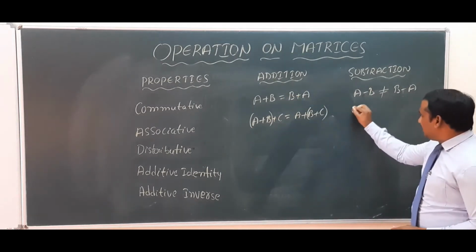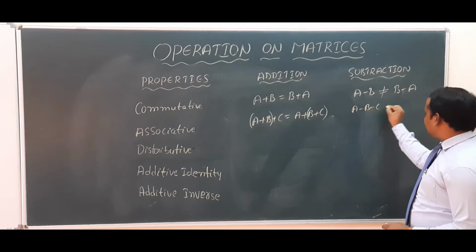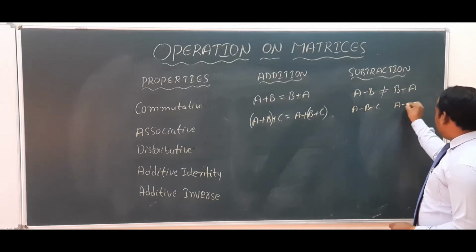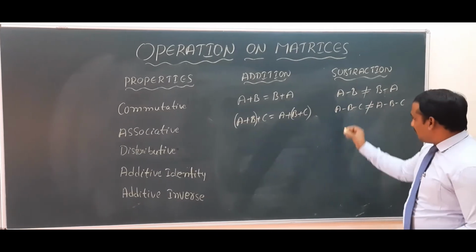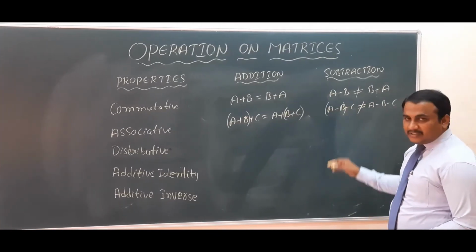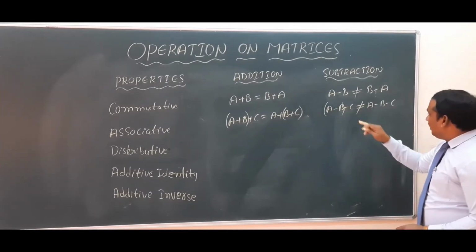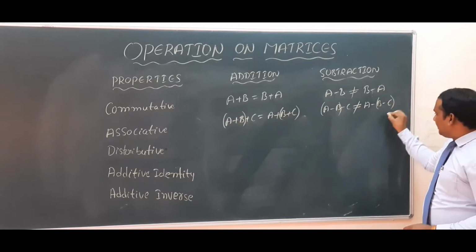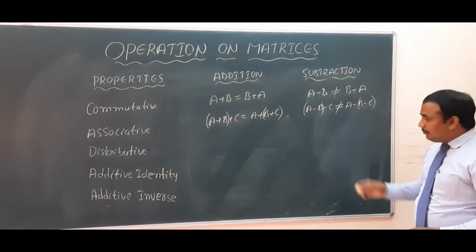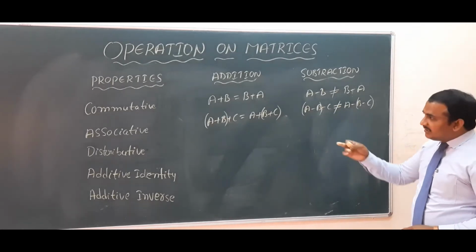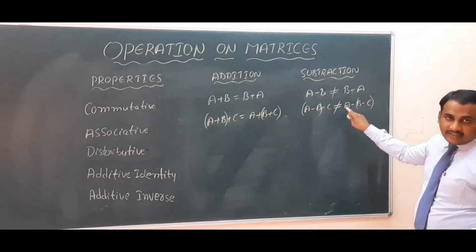Same thing for subtraction: (A minus B) minus C, and here A minus (B minus C). Here both are equal? Not equal. Now here I am subtracting A minus B, after that subtracting C. Here, first I am subtracting B minus C, after that you subtract A minus (B minus C). Both answers will not be the same. That's why the associative law does not exist here.